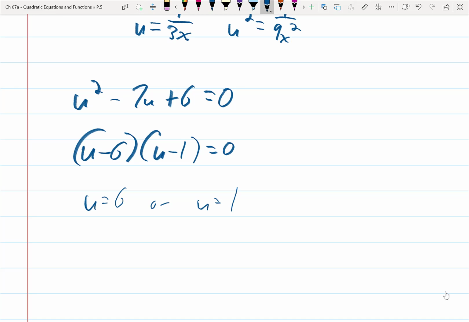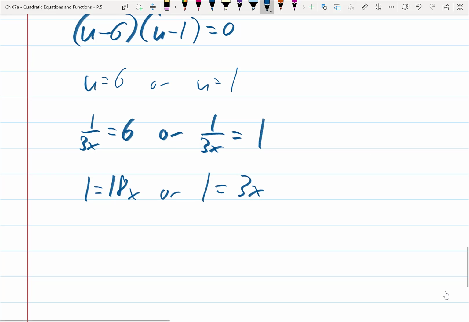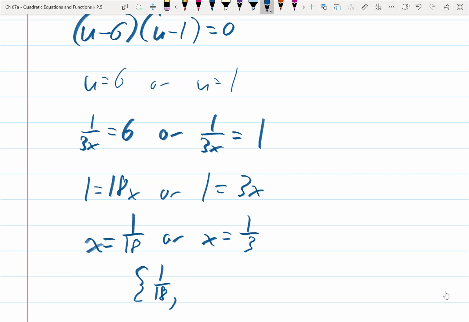But then you have to go back and substitute: 1 over 3x is equal to 6, or 1 over 3x is equal to 1. If I multiply both sides of each of these by 3x, I get 1 is equal to 18x, or 1 is equal to 3x, which means x is equal to 1/18th, or x is equal to 1/3. Both of those are fine because you're not taking the square root of a negative number, and you're not dividing by 0.